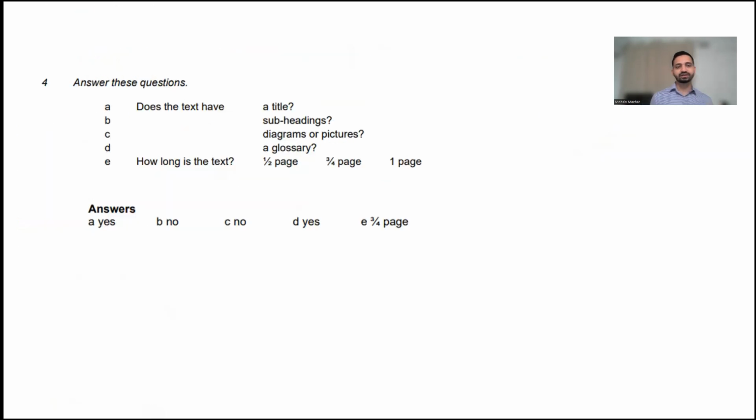All right, the answers are: does this text have a title? Yes, it does. Does it have any subheadings? No, it doesn't. Does it have any diagrams or pictures? No. And does it have a glossary? Yes, it does. And how long is the text? It's a three-quarter page text.